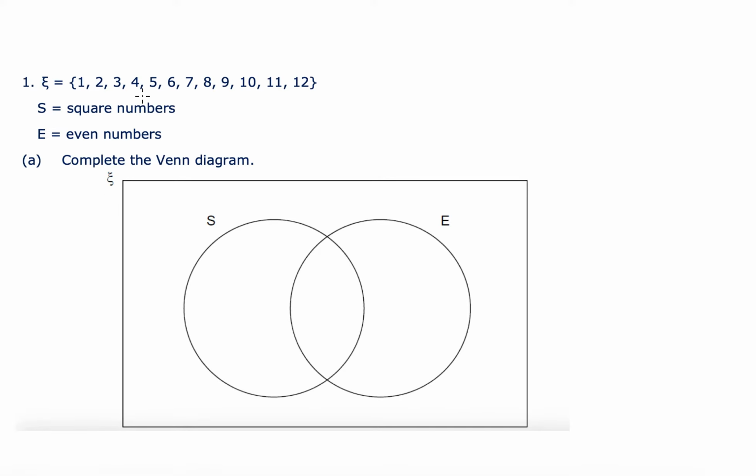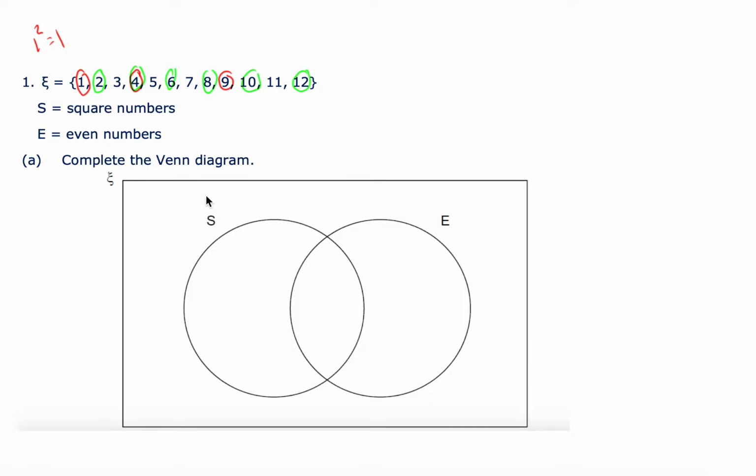Okay, so we have numbers. S is square numbers, E is even numbers. Complete this Venn diagram. Okay, and we begin the set of these 12 numbers here. Okay, so what I can recommend for this is to circle the square numbers, remembering that 1 is a square number because 1 squared is 1. 4 is a square number and 9 is a square number, and we can do in green all the even numbers. So 2, 4, 6, 8, 10, and 12.